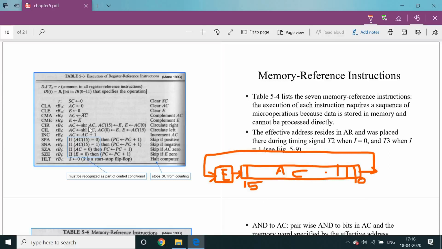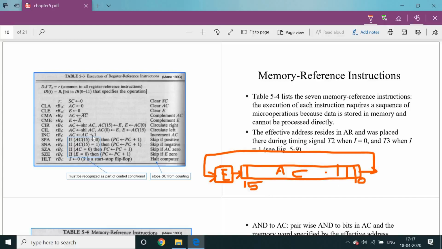Next, shift right, SHR, shift right accumulator. Every bit is shifted by one bit to the right. Accumulator bit 15 is transferred to bit 14, bit 14 to bit 13, bit 13 to bit 12, and so on. Accumulator bit 1 is transferred to bit 0, and accumulator bit 0 is transferred to the E bit. Next, circulate left: the registers are the same but the action is reversed.